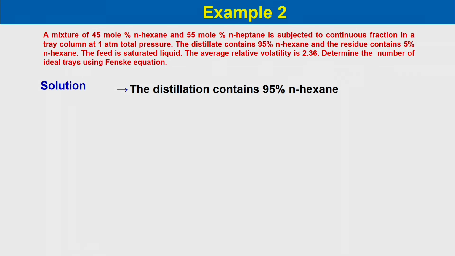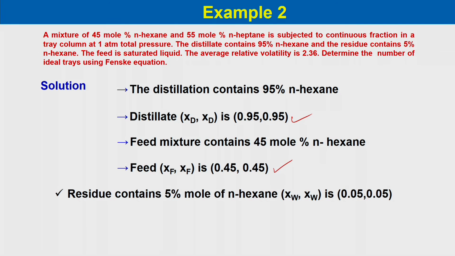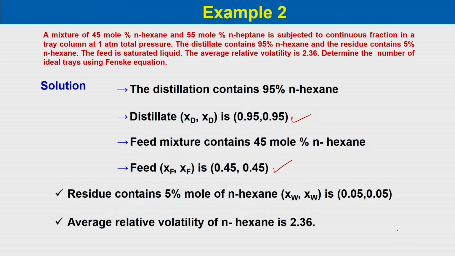The distillate contains 95% of n-hexane. Distillate composition will be x_D, which is 0.95. Feed mixture contains 45 mole% n-hexane, so feed point would be at x_F, which is 0.45. These two are known. Residue contains 5 mole% n-hexane, so x_W is known, that is 0.05. And the average relative volatility of n-hexane is given, which is 2.36.